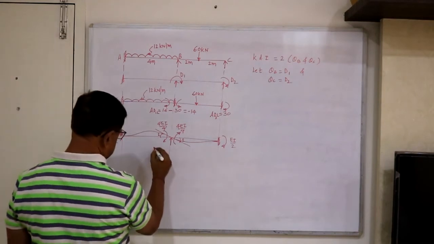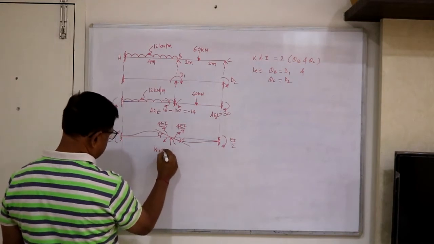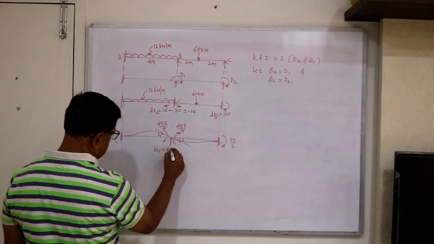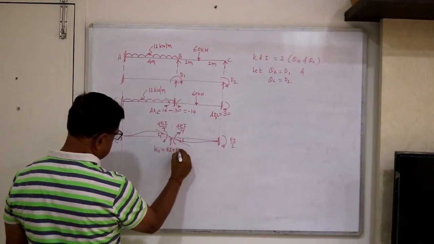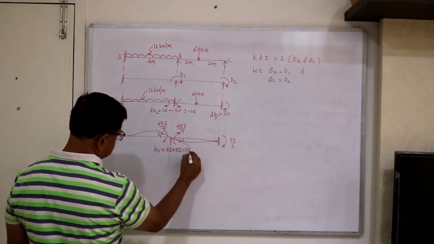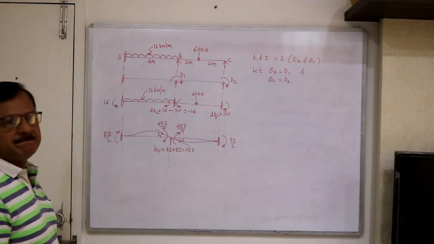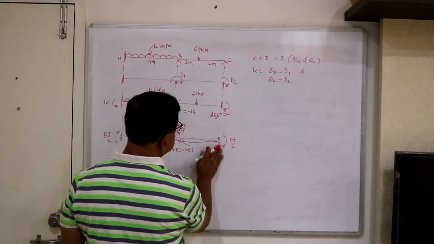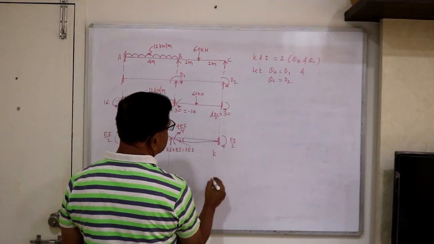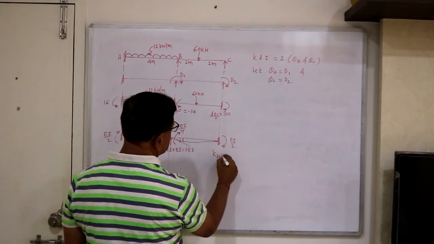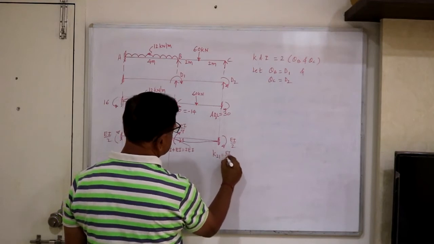Then this is in the direction of 1 due to 1, K11, EI plus EI, so it becomes 2 EI. This is in the direction of 2 due to 1, so EI by 2.